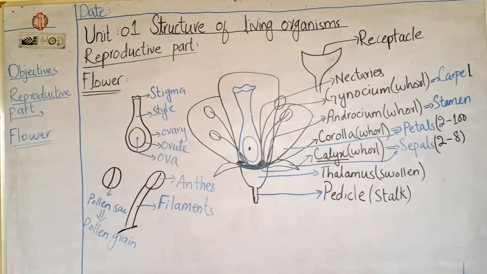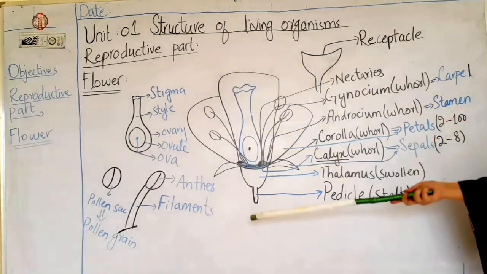So this is about the reproductive part, that within the reproductive part we have to discuss the flower and all parts of the flower, and as we are concerned with the reproductive part, within the flower we will discuss the carpel and the stamen in detail that is given over here.